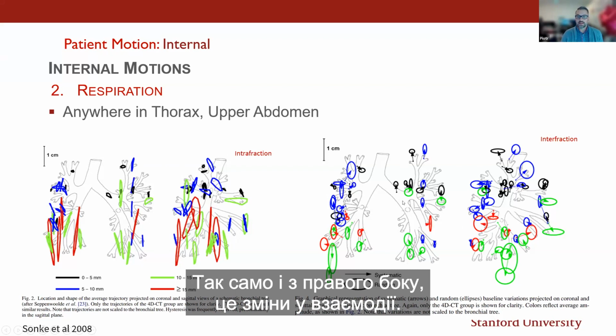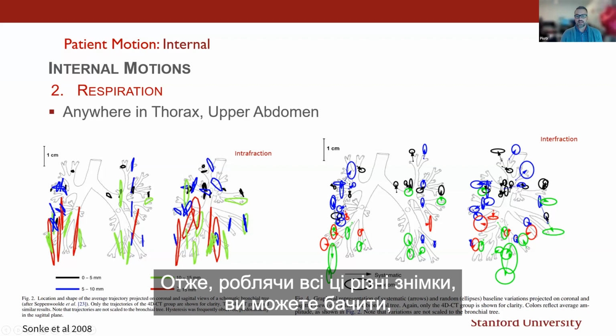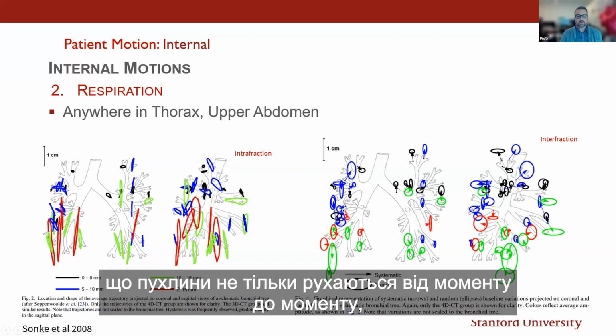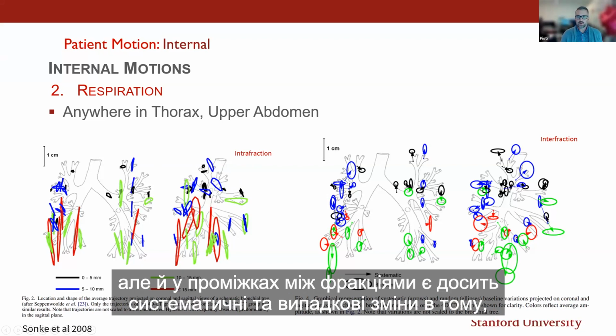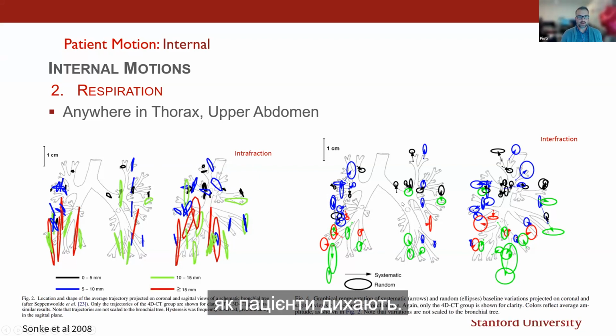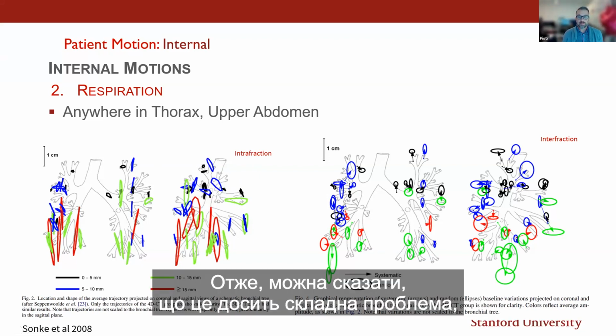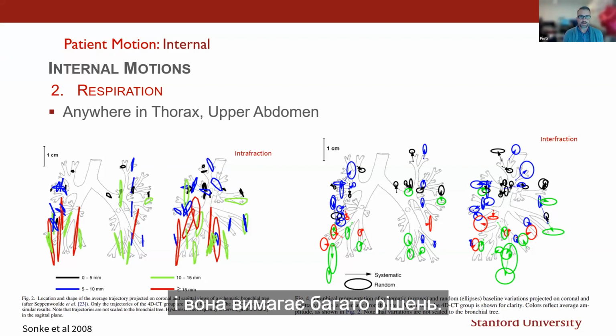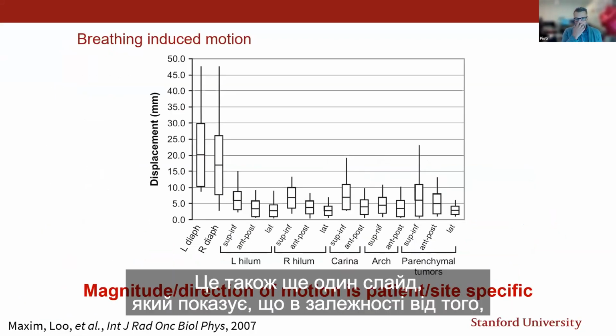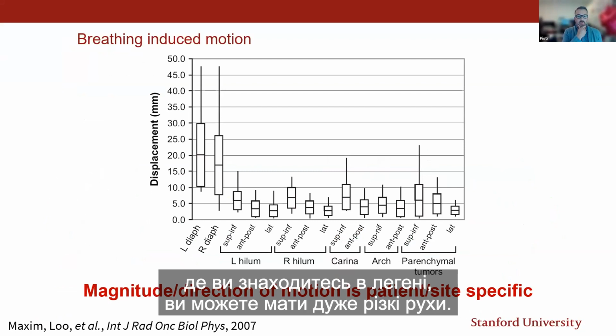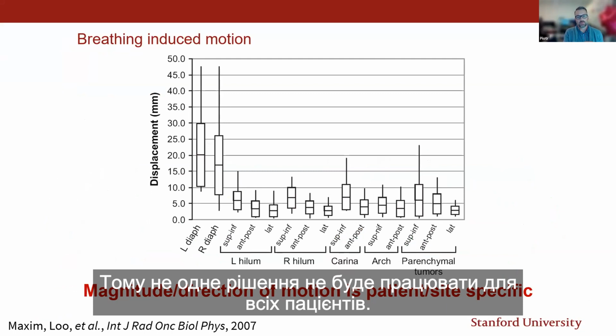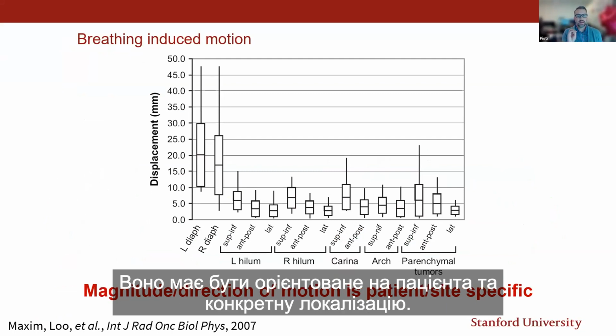And likewise, on the right-hand side, these are intrafraction changes. Taking all these different scans, you can see that not only are the tumors moving moment to moment, but also in between fractions, there's pretty systematic and random variance in the way the patients breathe. So all that is to say, it's a pretty complex problem and it requires lots of solutions. This is also another slide showing that depending on where you are in the lung, you can have very drastic motions. So no one solution is going to work for all patients. It has to be patient-centric and location specific.